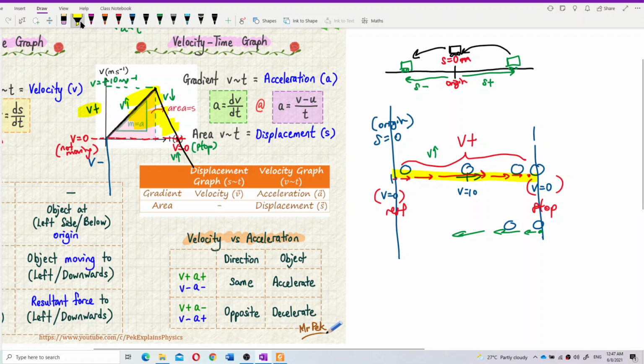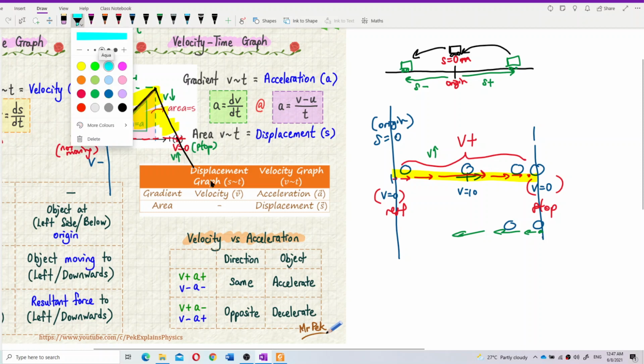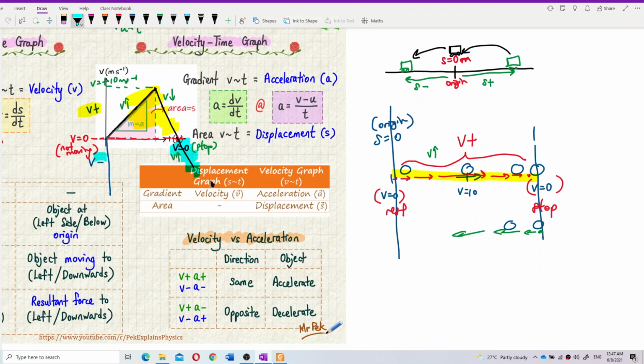But for the graph below over here, velocity is negative. Velocity is negative means it's this part. That means the car is actually moving to the left already. Starting from here, the car is moving to the left because velocity is negative. So for this part, velocity is negative because the car is moving to the left.